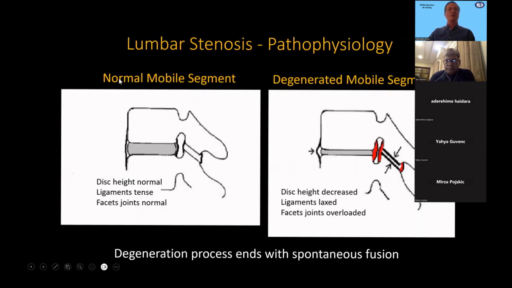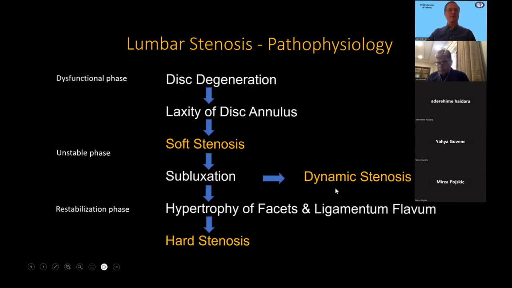If you look at the normal motion segment and the degenerated motion segment, there are significant differences. The disc height decreased, ligaments laxed, and facet joints are overloaded. And so-called ligament hypertrophy is not a real hypertrophy, actually. It is a buckling of the ligaments, as you know.